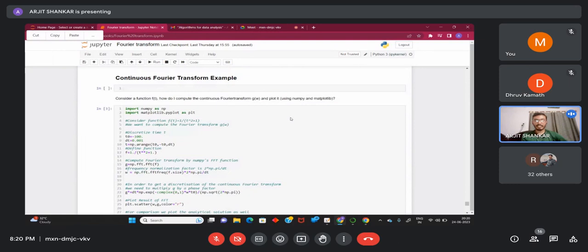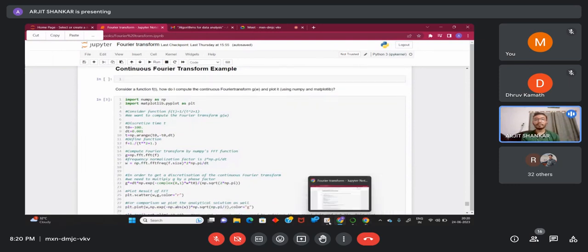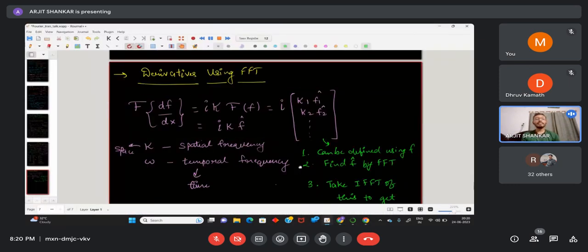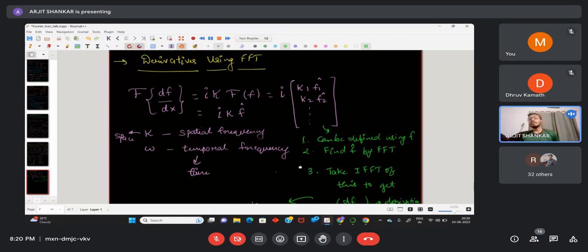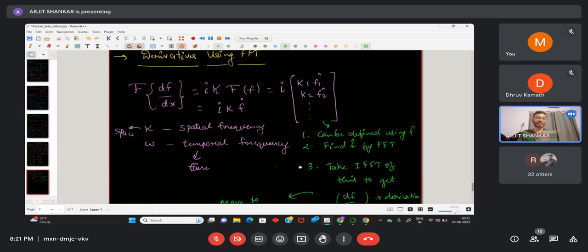Okay, basically that's it. One last thing that I'm going to cover today is how you can calculate the derivative using FFT. Let's say you have a function f and you want to find the derivative of that function. Before moving forward, we are using two different kinds of frequencies for this example, because that's what the convention does. The first is kappa, the spatial frequency, meaning frequency in the space domain, and omega is the temporal frequency, in the time domain.